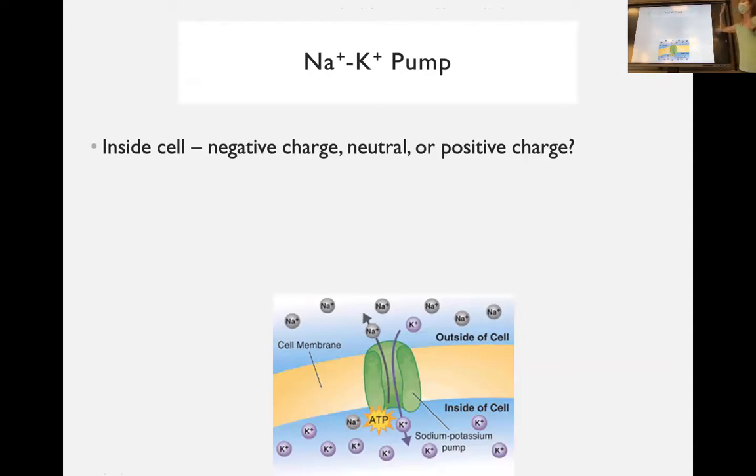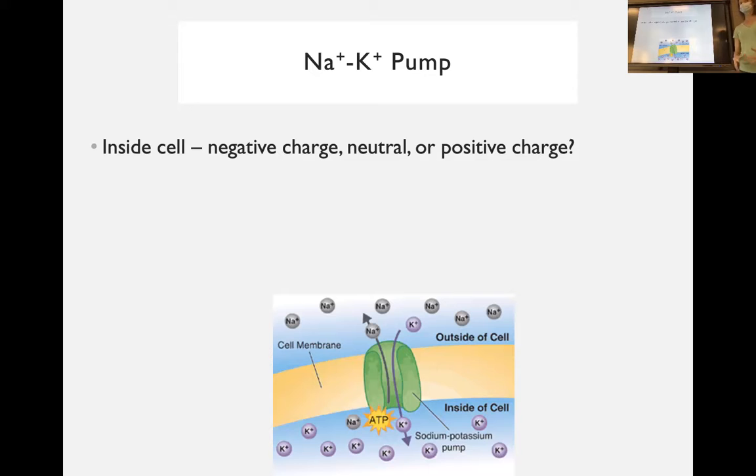Okay, so why do we care that 3 sodium are leaving the cell and 2 potassium are coming in? I basically just answered this question. If you're losing 3 positive ions and you're only gaining 2, what does that do to the charge inside the cell? Yeah, it brings it down. It makes it negative, right? You're losing more positives than you're gaining.